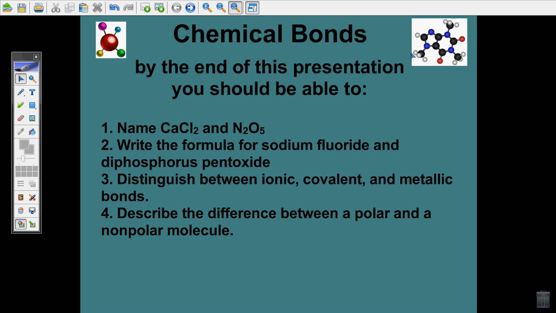Bonding unit. By the end of the presentation, you should be able to name CaCl2 and N2O5, write the formula for sodium fluoride and diphosphorus pentoxide, distinguish between ionic, covalent, and metallic bonds, and describe the difference between a polar molecule and a nonpolar molecule.